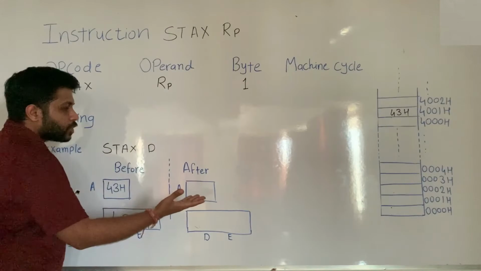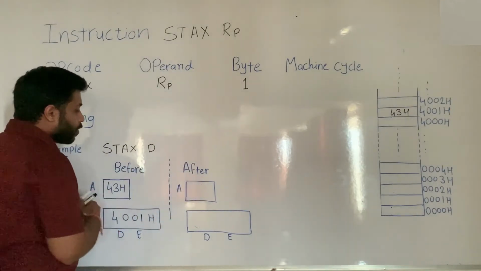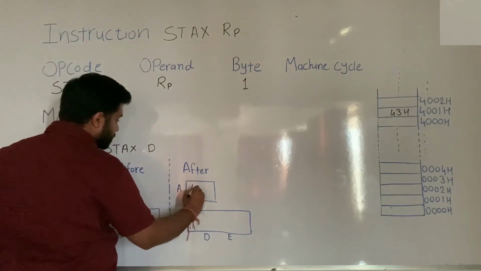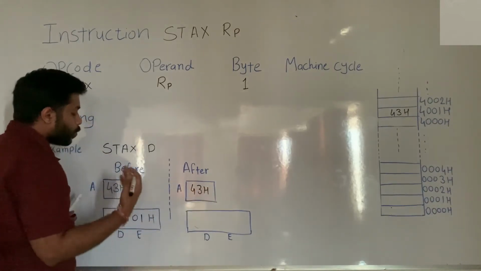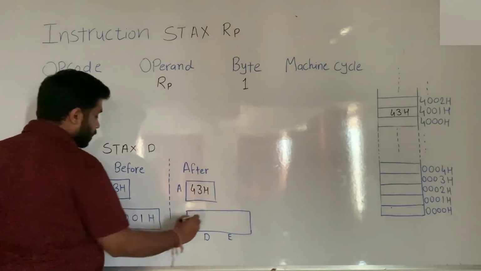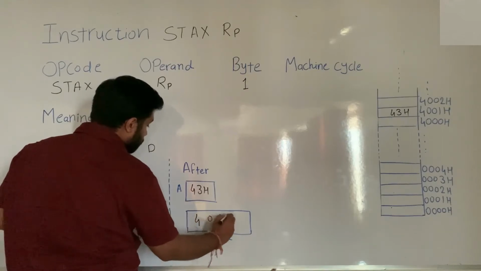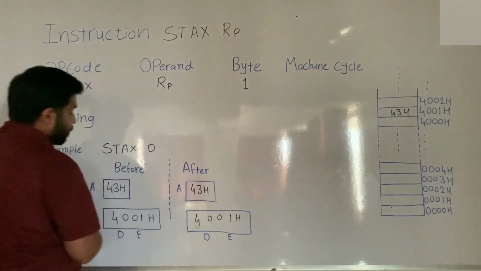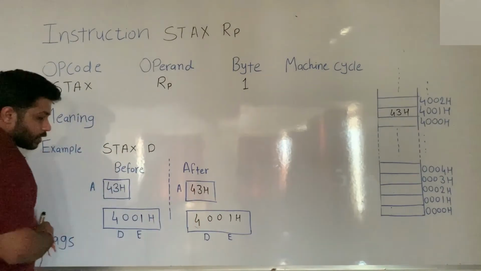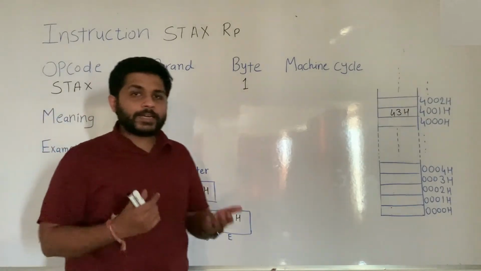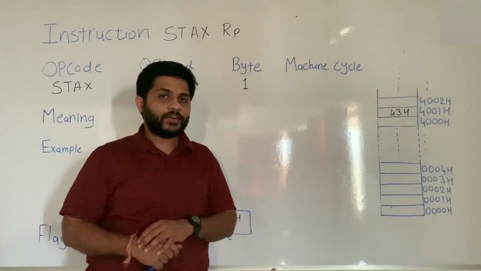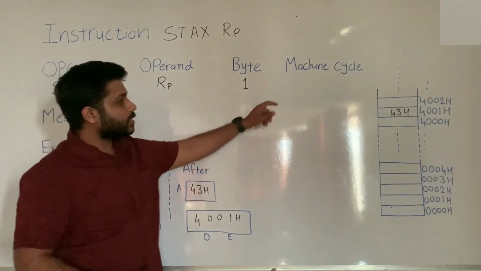Now after the execution, in the accumulator, the copy of the data remains. It means in the accumulator, the 43H will be there, and in the DE pair, the 4001 will remain the same. Flags of the instruction: because it is a data transfer instruction, no flags are affected. Now let's see the machine cycle.